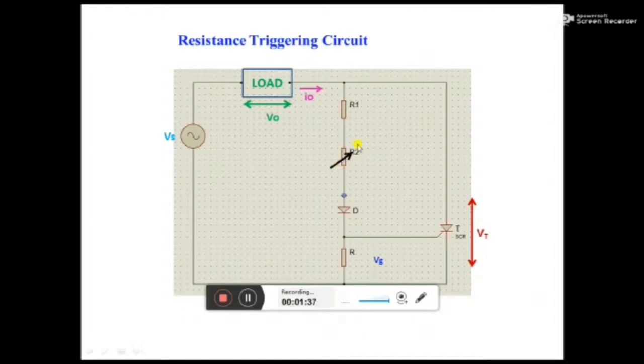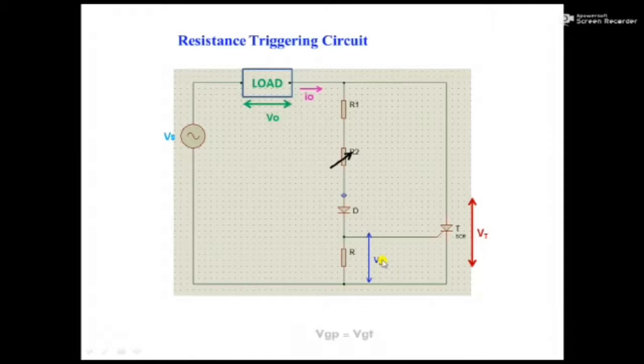This resistance R2 is a variable resistance, meaning you can vary its value. There is a diode here and a stabilizing resistor R. The voltage drop across this resistor is taken as Vg. This is the same voltage Vg that appears across the gate to cathode terminal of the SCR. You see here, this is the anode of the SCR, this is the gate terminal and this is the cathode terminal. So the voltage drop across R, which is Vg, is the same voltage appearing across gate to cathode.